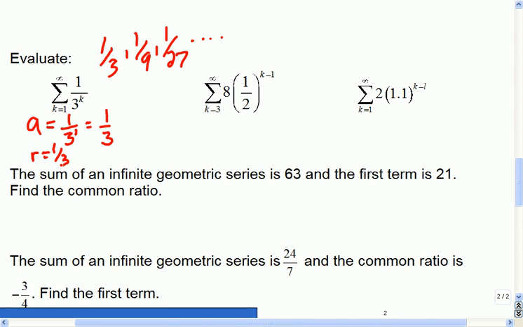Okay. So everything fits. The infinite sum is going to be 1/3 divided by 1 minus 1/3. So that'll be 1/3 divided by 2/3. And I think that's a half. Okay, so try the next 2. See if you can work it out with sigma notation.